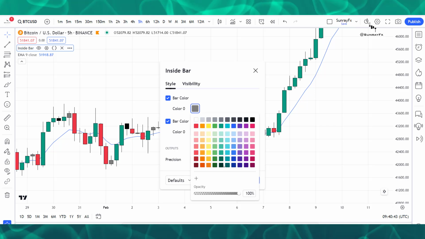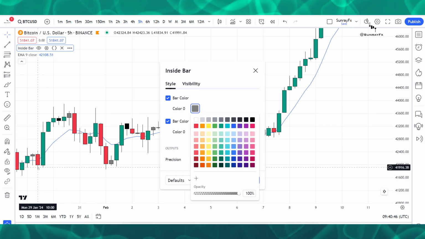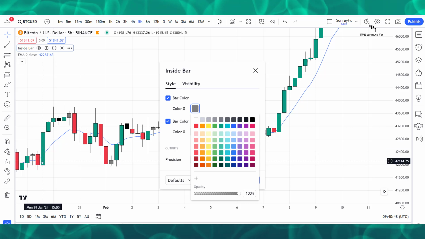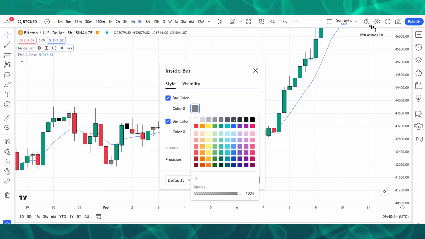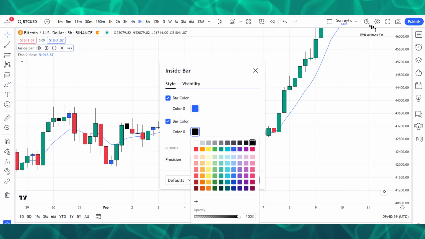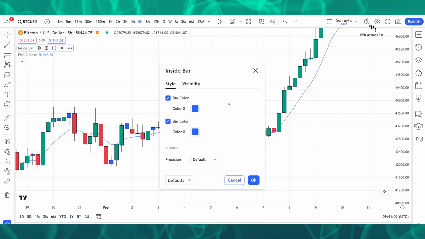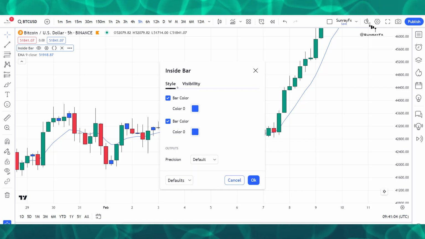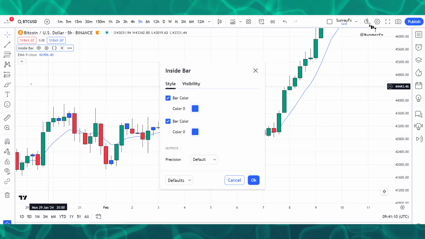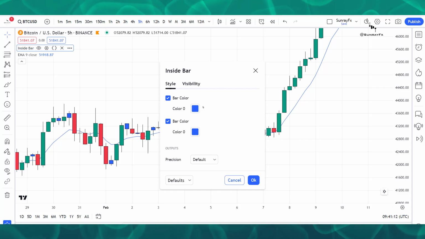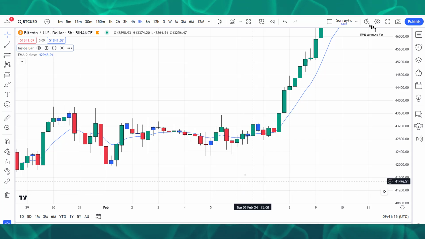You can choose any color that's different from the red and green color. If you have red and green color on your chart like mine, you can change it to any color different from that. I prefer to choose blue. So I'm choosing blue for the top one, and I'm also choosing blue for the second one. In this case, I'm going to be seeing inside bar very clearly on my chart. Visibility is nothing, so you have to go back. There's nothing you are changing in these custom indicators apart from this color. I'll change it to blue, then click OK. So that is all about that.